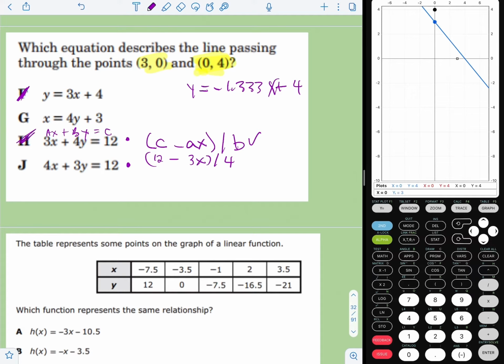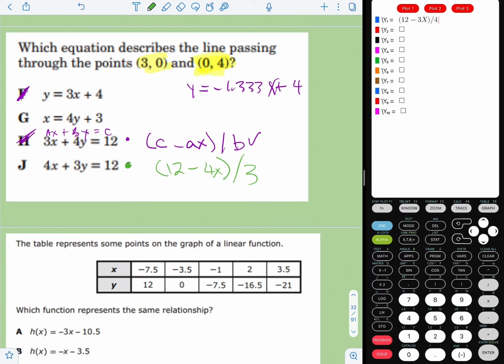So now let's put in the last one. We're going to try this one now. So our C is 12, our AX is 4x, and our B is 3. Let's plug that into y equals. So that's 12 minus 4. Okay. Let's try that again. 12.